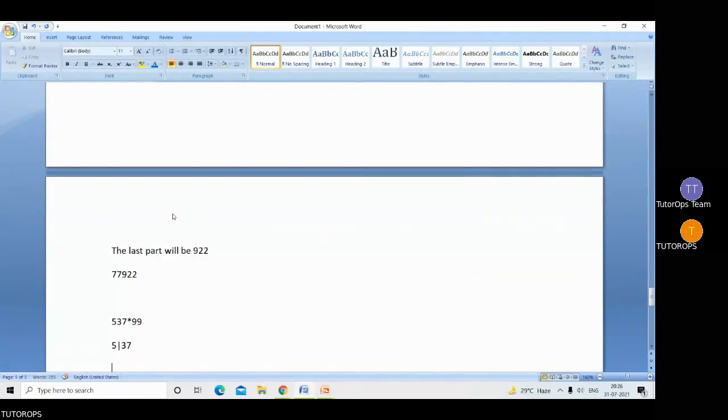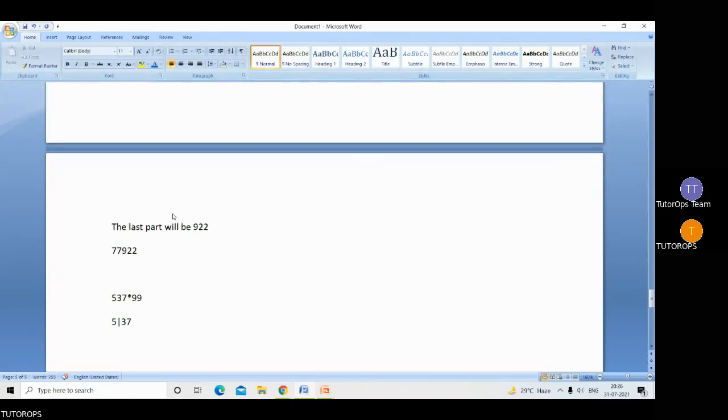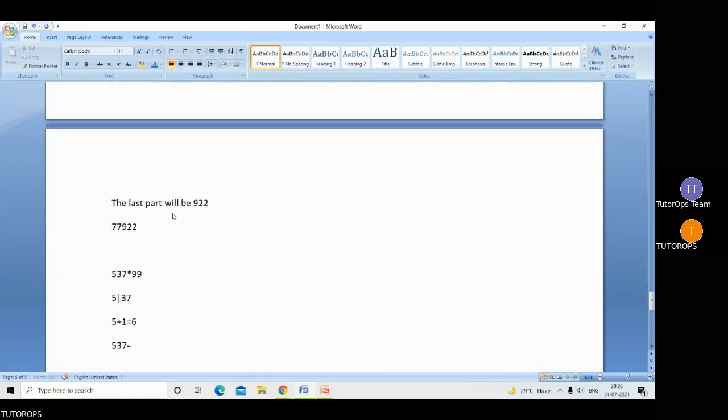Now we will follow a similar step. We need to add 1 to the first part, that is 5 plus 1 is 6. And then what we have got after adding 1 to the first part is to be subtracted from the total, that is 537 minus 6. Then that will result in 531.